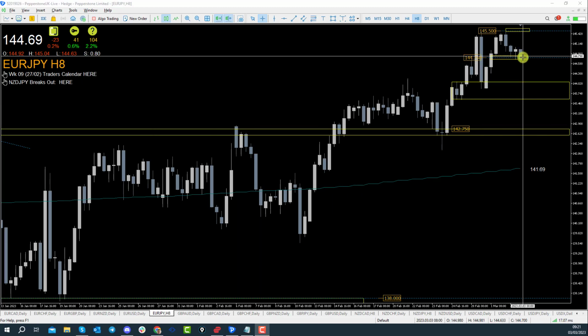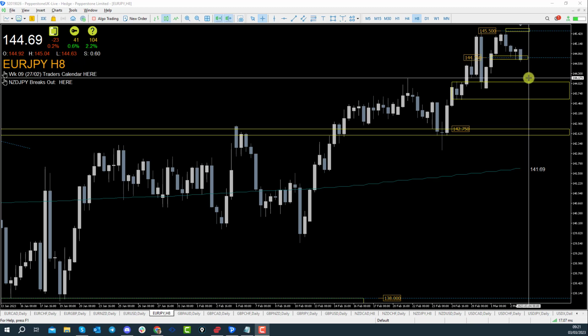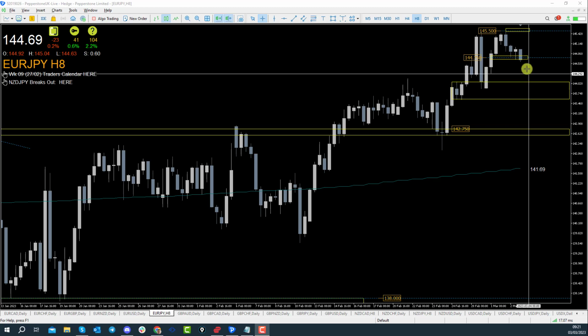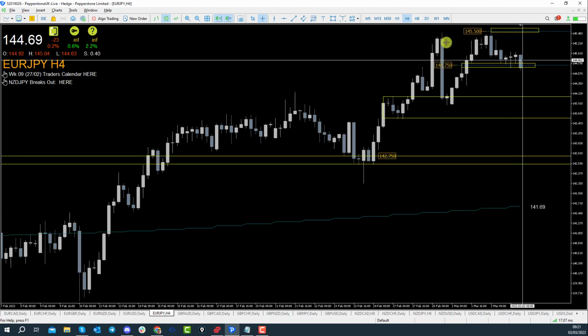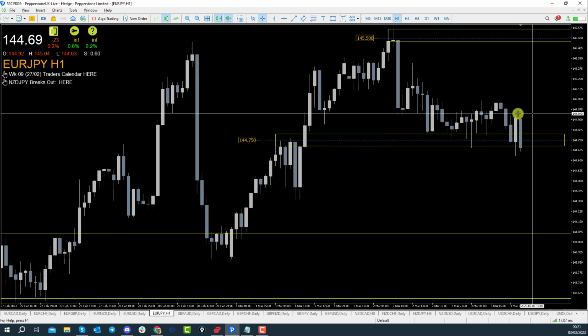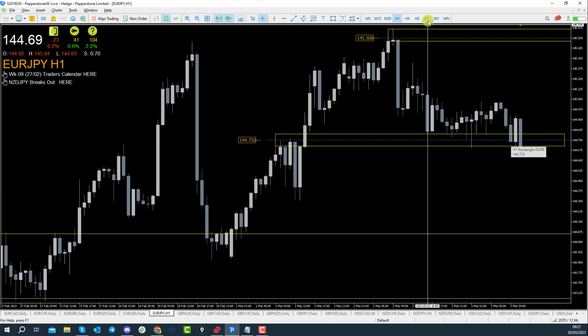So if price was to trade through the 144.75, I think this is going to see price move a lot lower. So what I'm trying to say is, don't rush into getting long on Euro at the moment, because price looks to be failing at this support at the moment, okay?